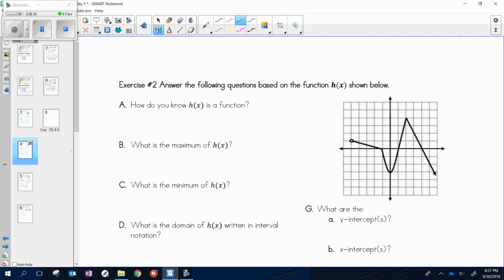All right, let's do one. In exercise 2, we have to answer all the same questions. So how do you know this is a function? Each x has only one y. What's the maximum? Highest point it attains, 1, 2, 3, 4. Highest value is 4. What's the minimum? It's got an arrow shooting down to -infinity.